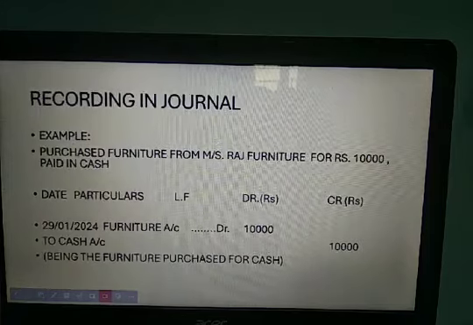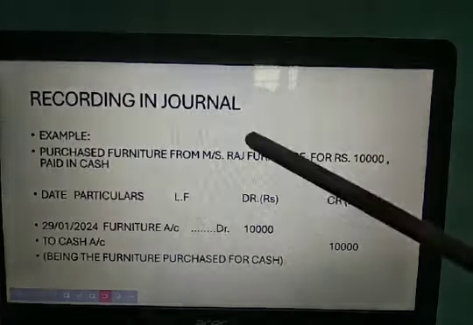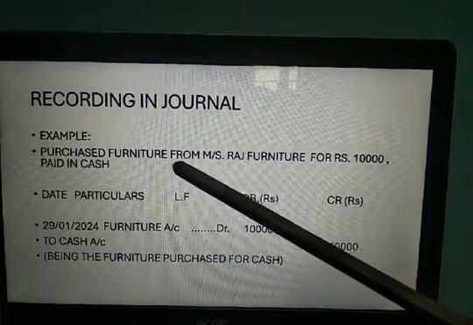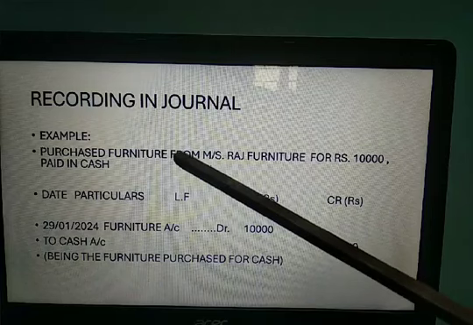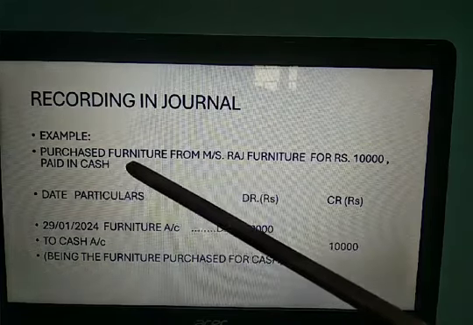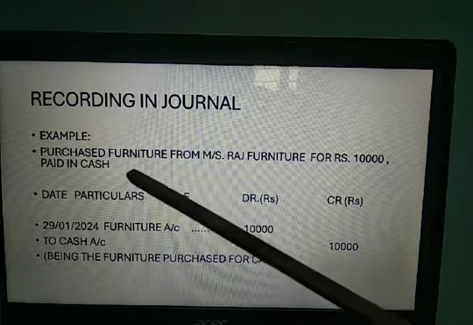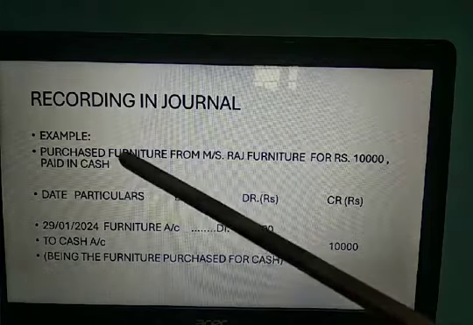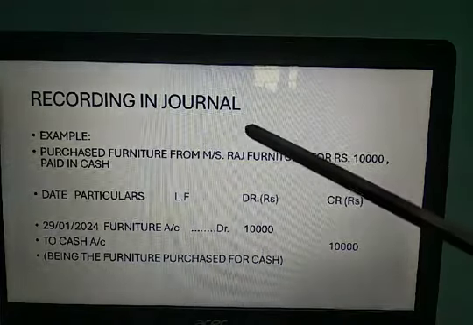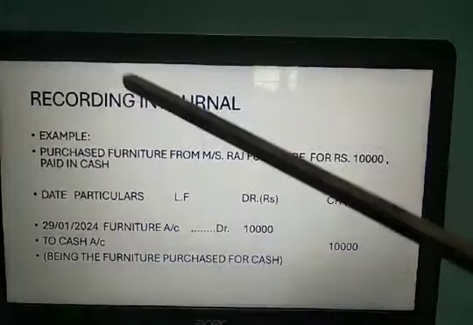Next we are recording in the journal. We are giving an example. Suppose one transaction is given: purchased furniture from Messrs. Raj Furniture for rupees 10,000, paid in cash. You see that a transaction may be in cash or on credit. If cash is not mentioned, you have to assume that this is a credit transaction. Here cash is mentioned. So when cash is mentioned, the individual name from whom you are purchasing is immaterial, not important.